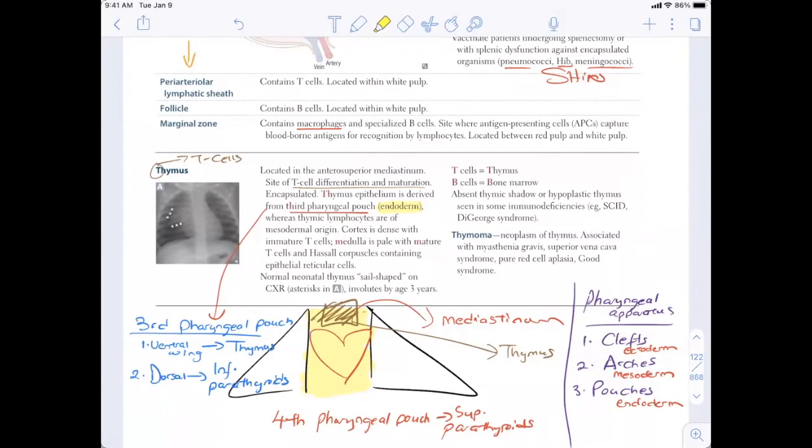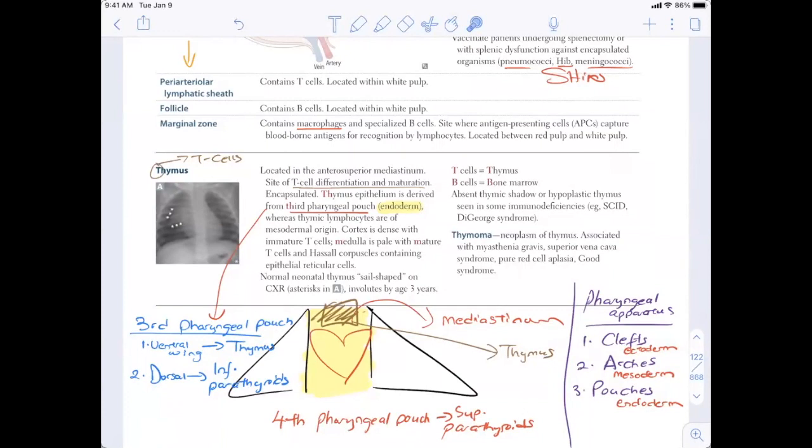This is a story right here. And these are the little details that may show up in questions that are important. So if you remember that clefts are ectoderm, arches are mesoderm, and pouches are endoderm, then any structure that comes from a pouch is an endoderm. And that includes your thymus and your parathyroids because they come from the third pharyngeal pouch. Okay, so remember that, the endoderm.